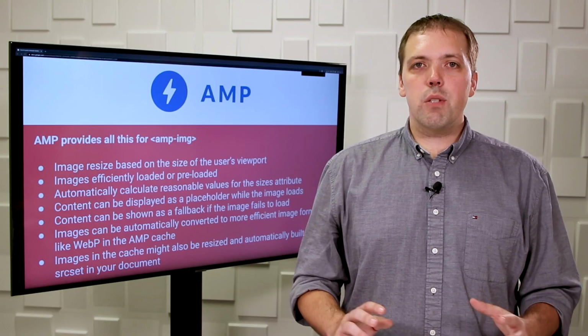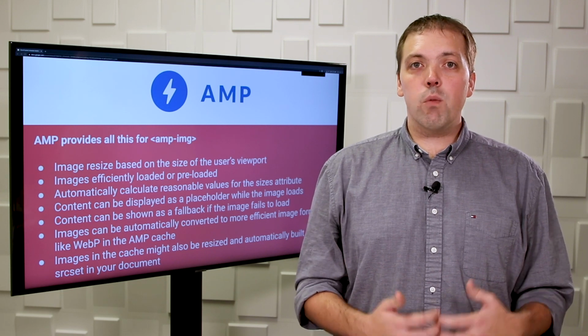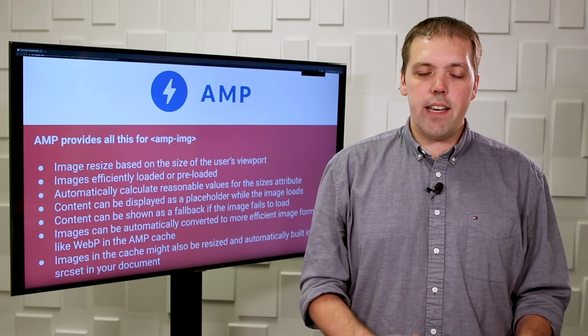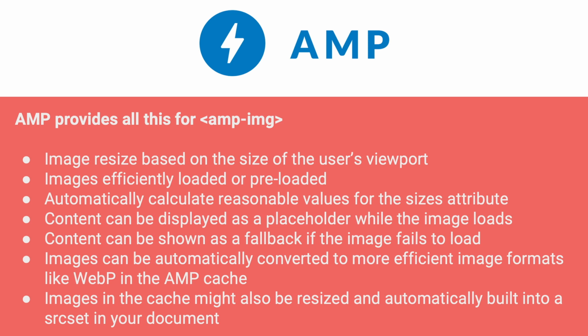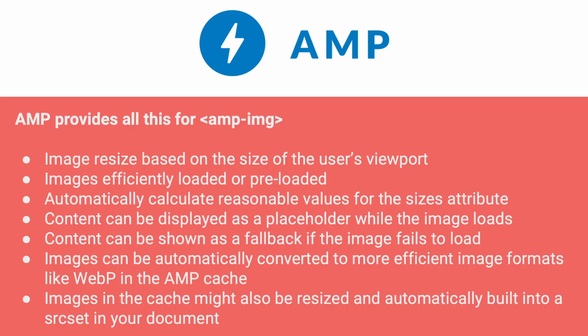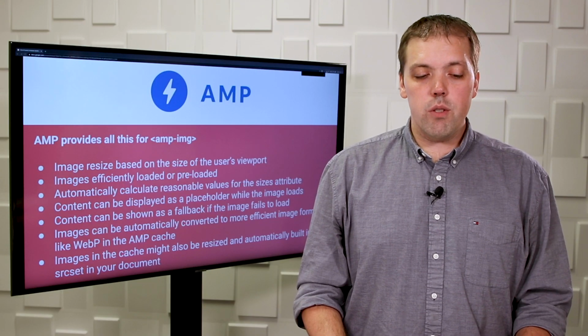To give a sense of how this might actually work out, let's look at the AMP framework and what it provides you with its component AMP image. Now this is a really powerful component that realistically behaves just like the image tag in HTML, except that this component will automatically resize the image based on the user's viewport. It can efficiently load and preload images based on how far down the screen the image is located relative to where the user is currently scrolled. The content can be displayed as a placeholder while the image continues to load to prevent the rest of the page from jumbling around when the image pops in. Or you can even show a fallback if the image fails to load, so that the page represents cleanly to the user what was happening.